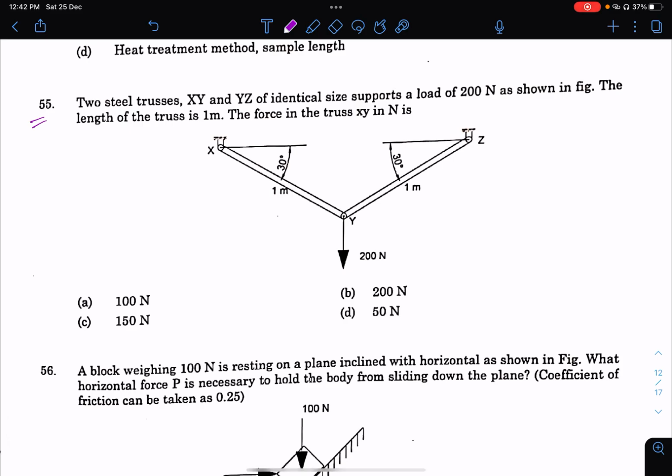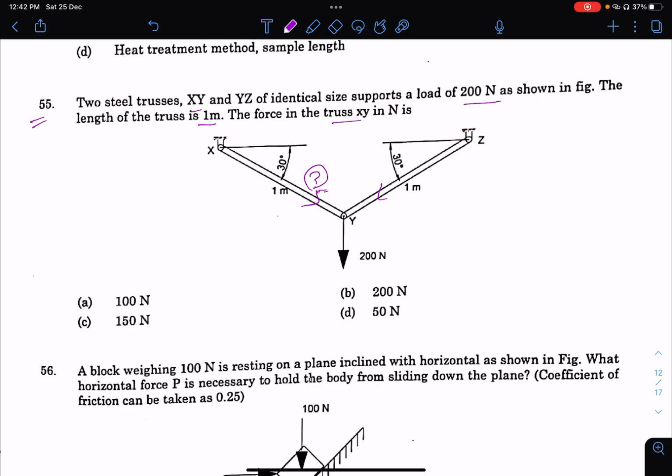Question number 55: two steel trusses XY and YZ support a load of 200 Newton. The length of the truss is 1 meter. The force in the truss XY in Newton is?